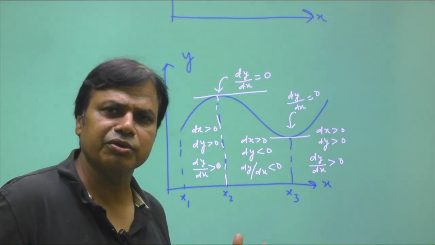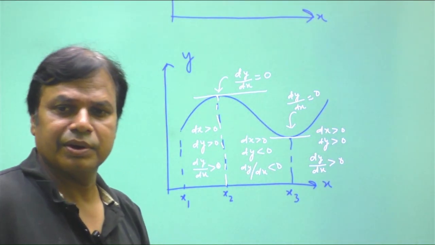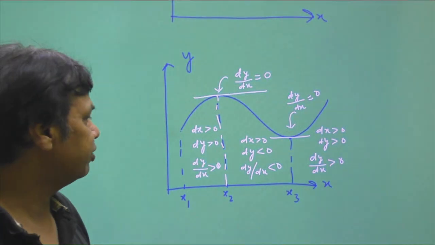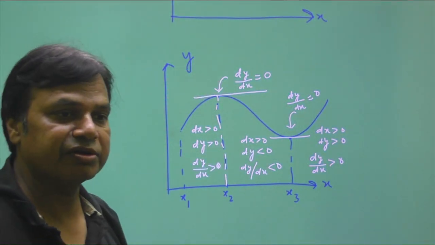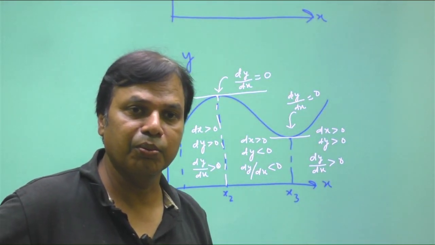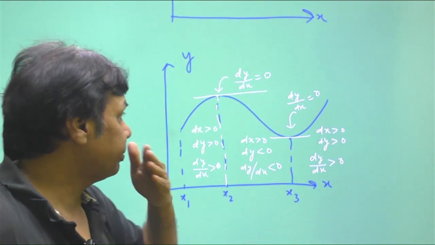You should start making mind maps: when a curve rises, its derivative is positive. When a curve falls, its derivative is negative. And at the points of local maxima and local minima, dy by dx becomes 0.